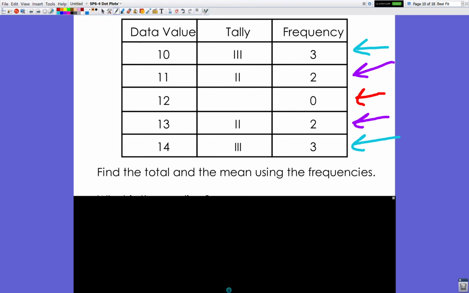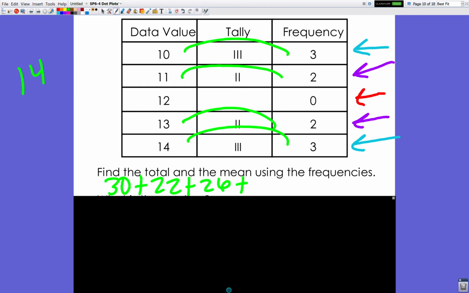So they want us to find the total and the mean using our frequency. So using our frequency, we've got the total. So 10 times 3 is 30, plus 11 times 2 is 22, plus 12 times 0 is 0, plus 13 times 2 is 26, plus 14 times 3 is, that one I don't know off the top of my head, 42.